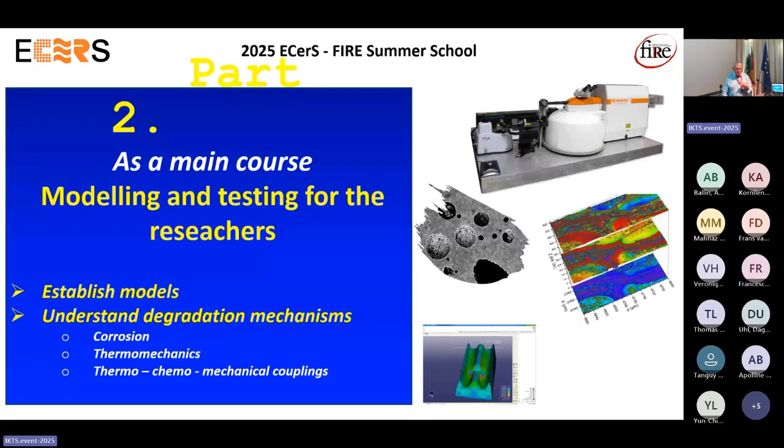Now, I propose you a second aspect of modeling and testing. It's the use of models and tests for researchers. And the important activities in research are the prediction, that means to establish models, and of course, to understand degradation mechanisms, corrosion, thermomechanics, thermochemical mechanical couplings, to be able to propose optimized formulation and optimal design of refractories.